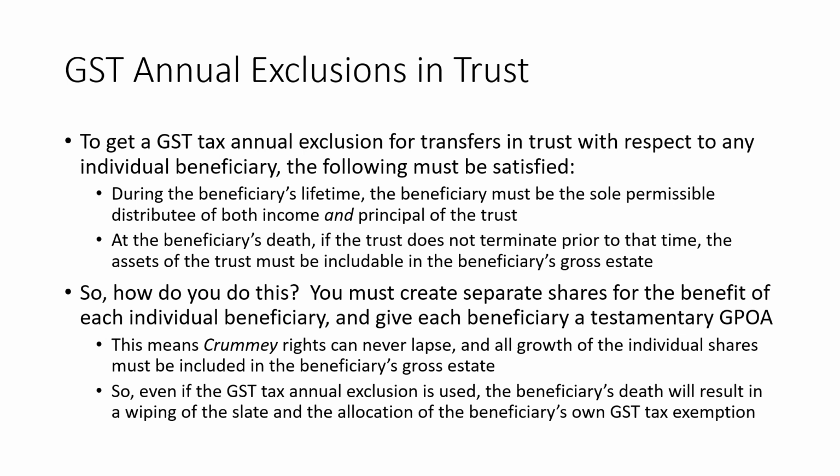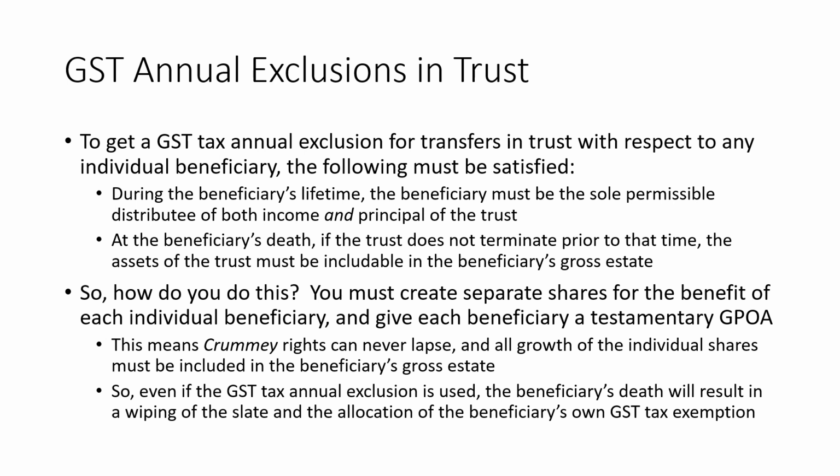for one, during the beneficiary's lifetime, the beneficiary must be the sole permissible distributee of both income and principal of the trust. So in other words, you have to have a share just for that beneficiary that's completely siloed. They're the only beneficiary of that $15,000 annual exclusion gift, or $30,000 annual exclusion gift if there's gift splitting. And not only that, this is the real kicker, which kind of makes this impractical. At the beneficiary's death, if the trust does not terminate prior to their death, then the assets of that siloed trust must be included in their gross estate.